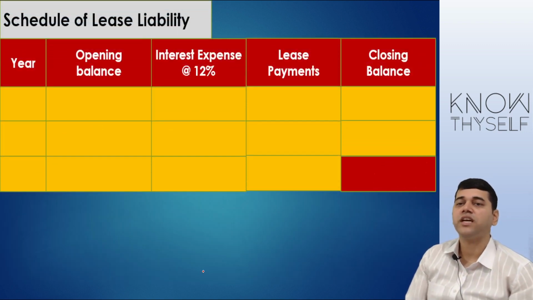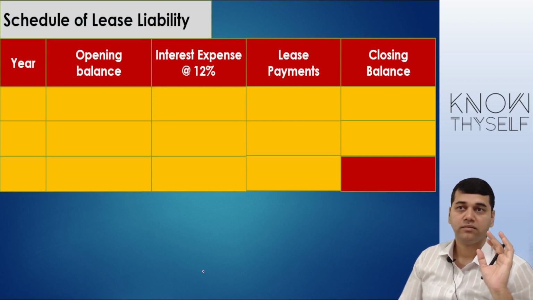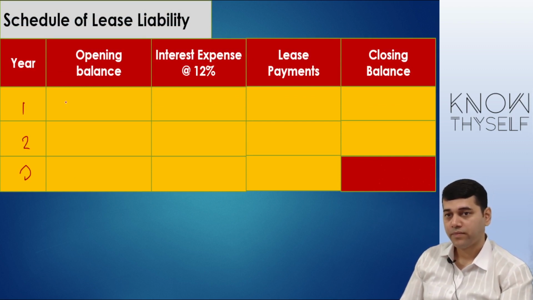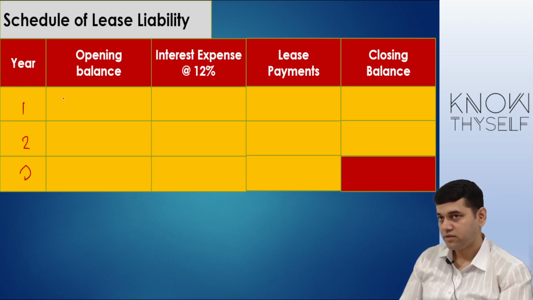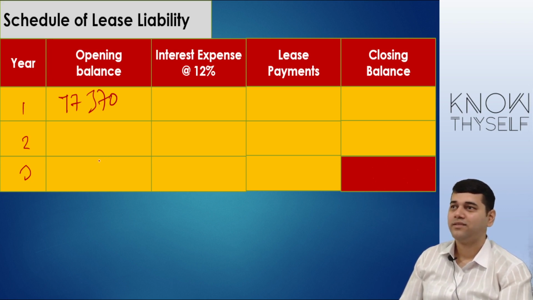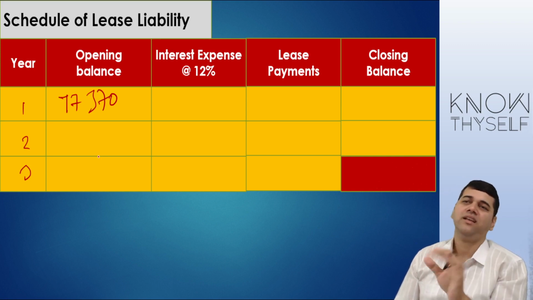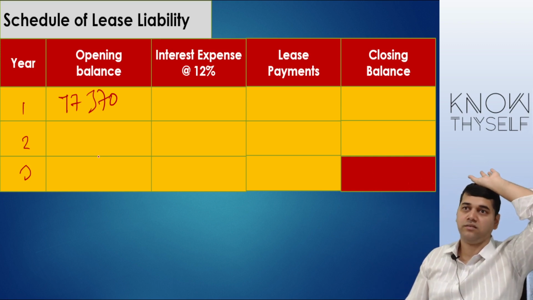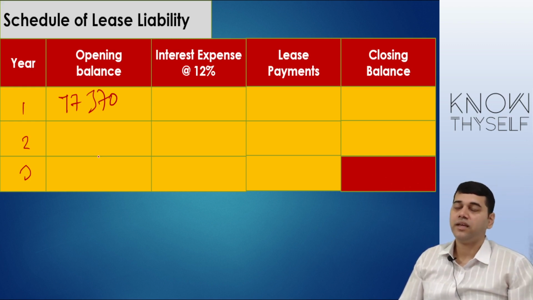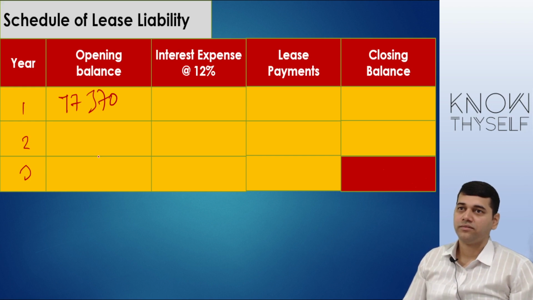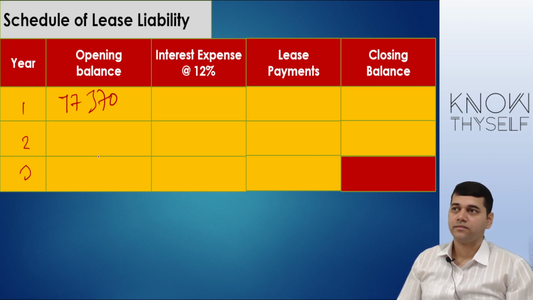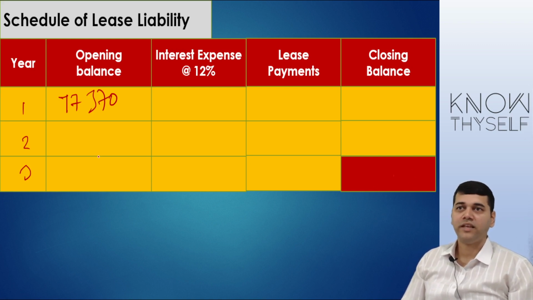Okay, let us start with the amortization schedule, which I call the schedule of lease liability. What is my opening balance? How much? 77,370. So immediately after IFRS 9, it is good, no? When you do lease liability, you get connected. That flow is there, and once it sits in your mind, it is sufficient. Because after 10-15 days it would again have been forgotten. You should not forget. Once you have a base, that is there within you.